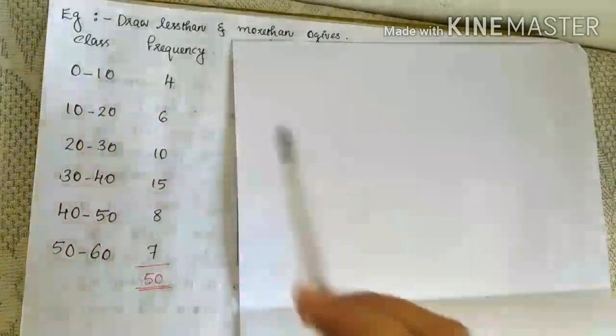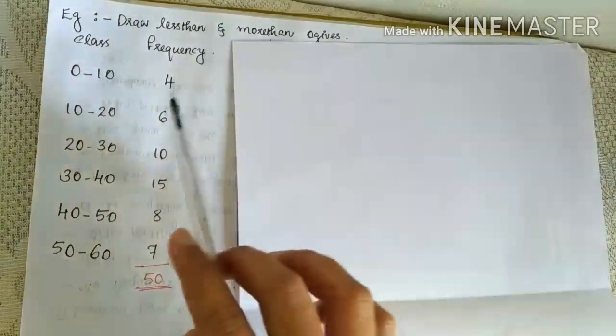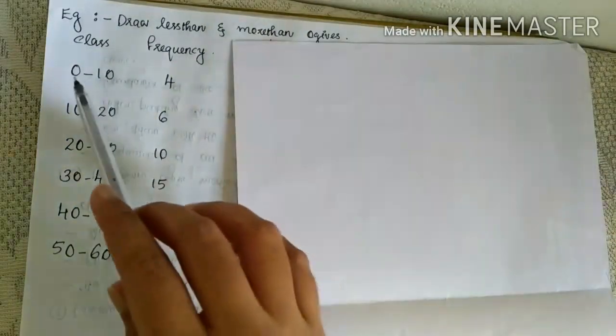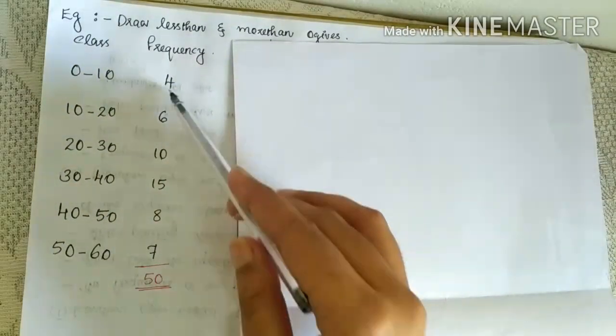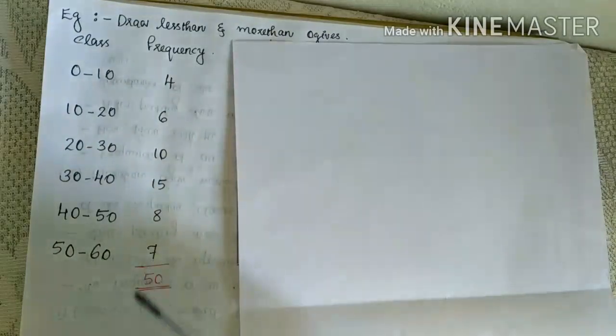So let's work out a problem. Draw less than and more than ogives using this information. Here the classes and frequencies are given. The classes are 0 to 10 up to 50 to 60 and the frequencies are 40, 4, 6, 10, 15, 8 and 7.